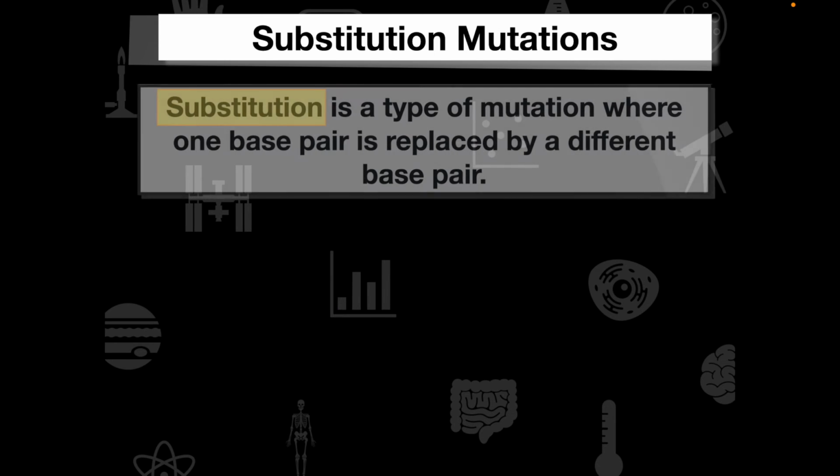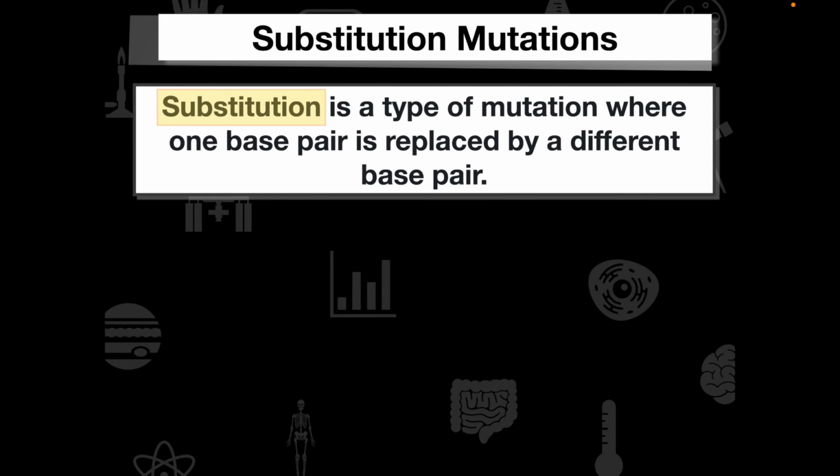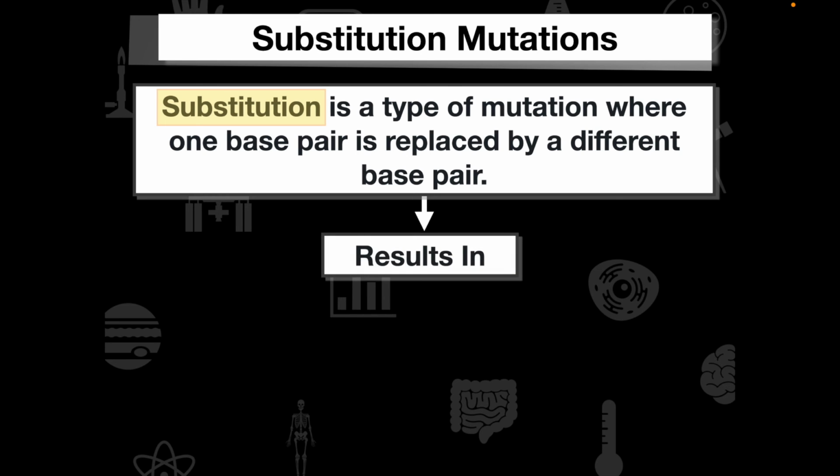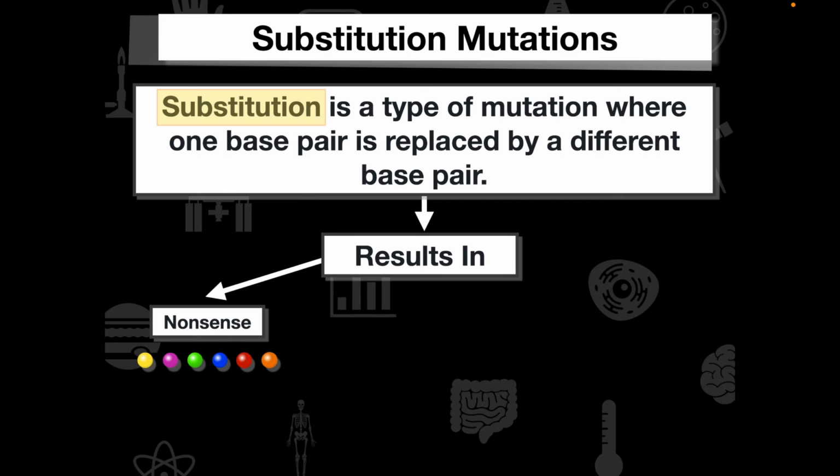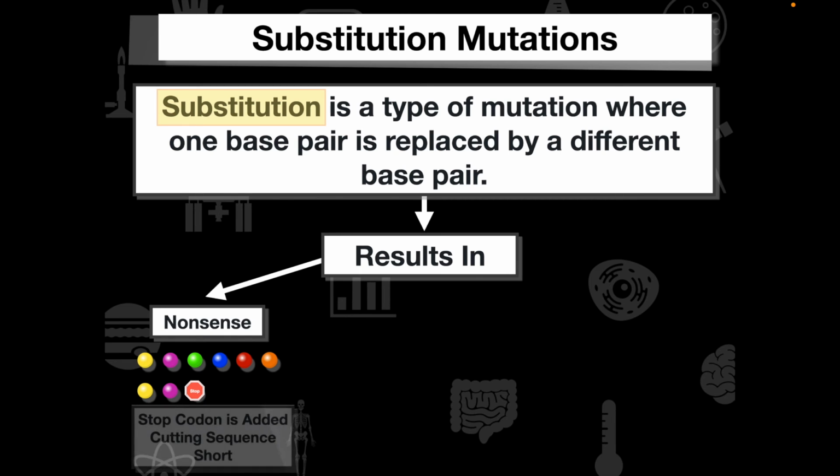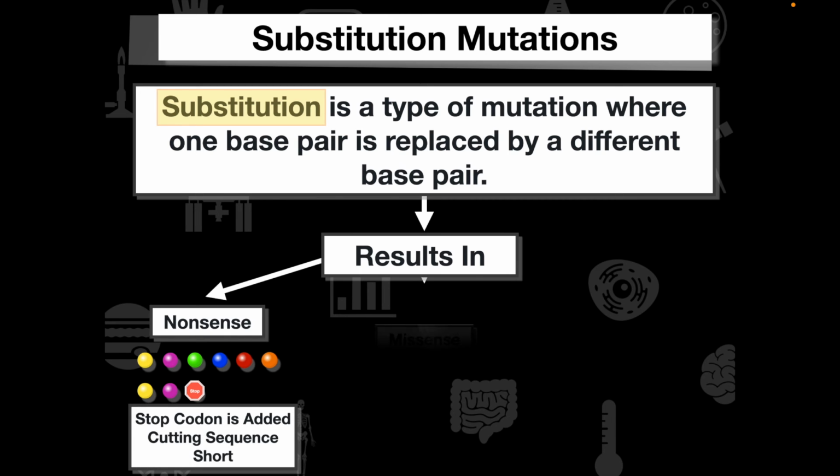So again, let's make sure we understand these flowcharts here to understand the mutations. Substitutions is what we were looking at before, a type of mutation where one base pair is replaced by a different base pair. It's going to result in 3 scenarios. Those 3 scenarios are nonsense. Nonsense is where a stop codon is added early, cutting the sequence short.